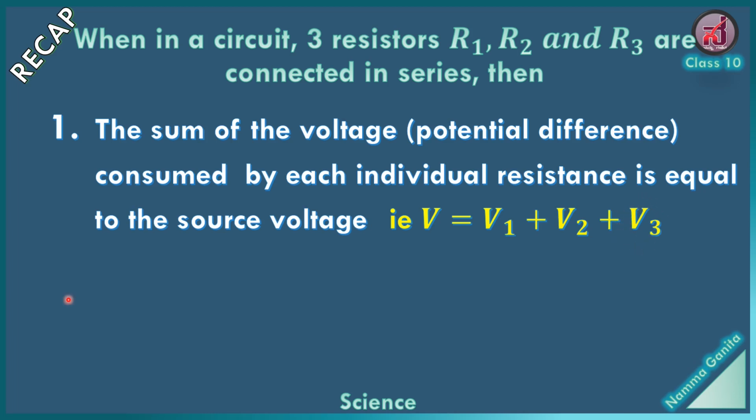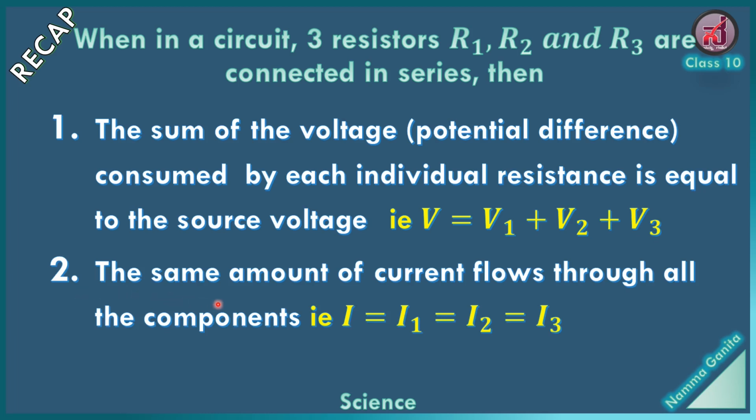Second point, the same amount of current flows through all the components, that is I is equal to I1, that is equal to I2, that is equal to I3. Here I is total current, I1 means the current across the resistor R1, I2 means current across the resistor R2, I3 means current across the resistor R3.